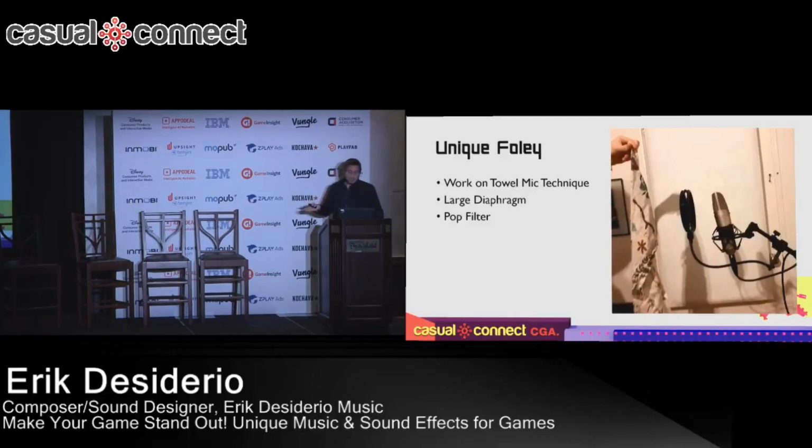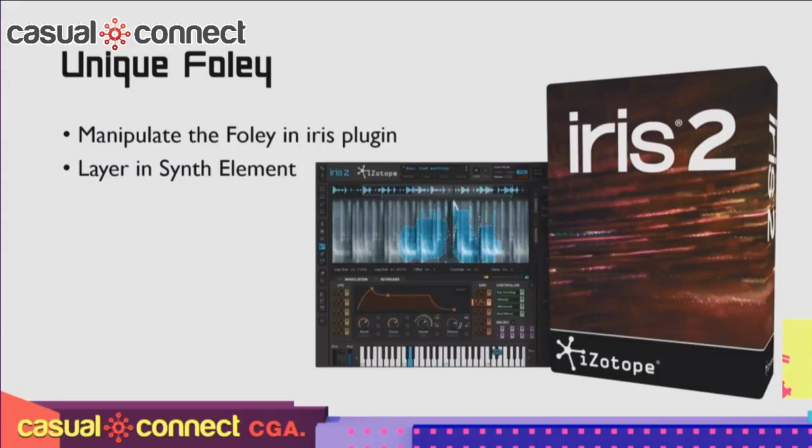Anyways. So with unique Foley, I had to work on my towel mic technique. I was working on a football VR game where you're throwing footballs, and the whoosh sounds that I had were very generic. So I wanted to create some new ones. I used the towel, whipping it by the microphone. In this case, since there's so much air hitting it, you want to use a pop filter in order to minimize that. I'd recommend a large diaphragm condenser microphone for this type of stuff. Then I manipulated the Foley element in Iris in the plugin, and I layered in a synth element as well.